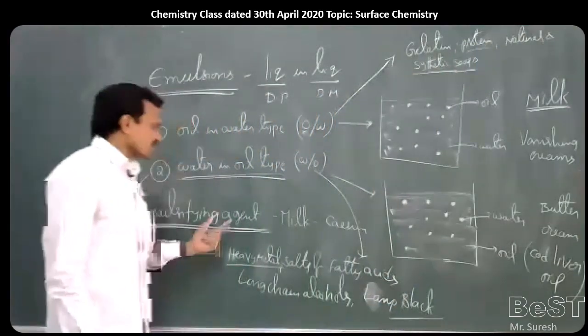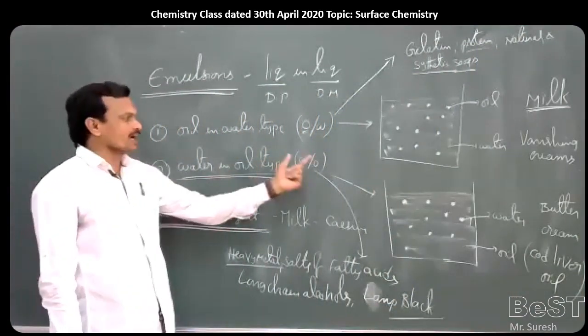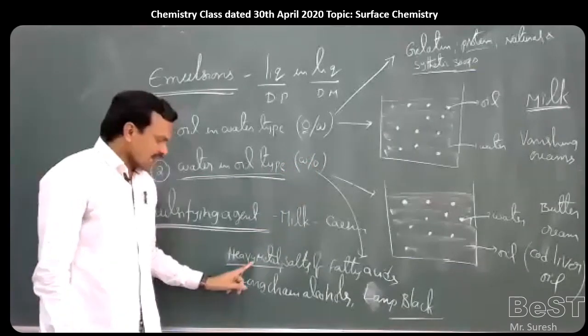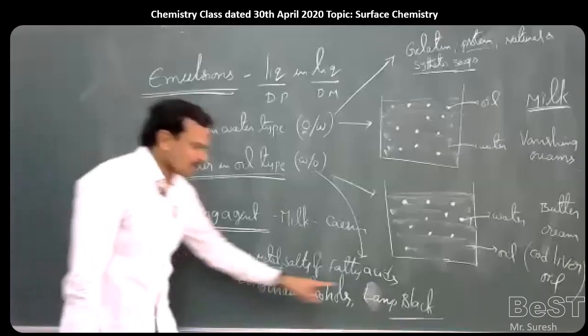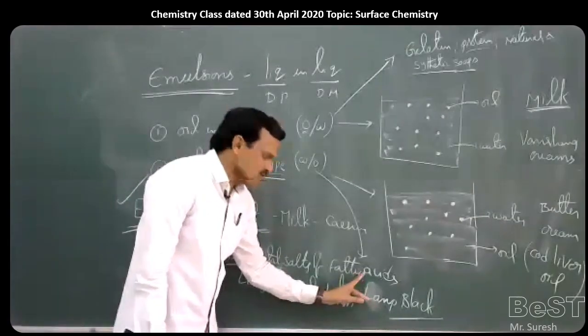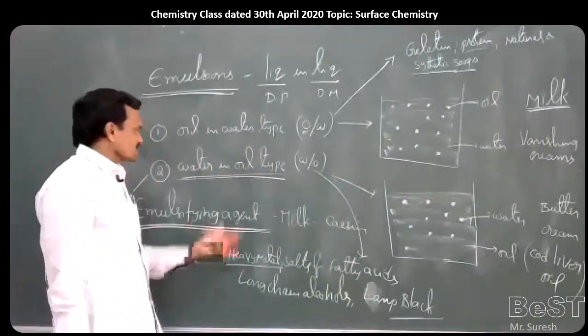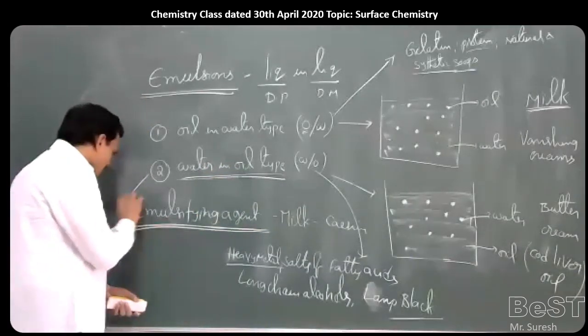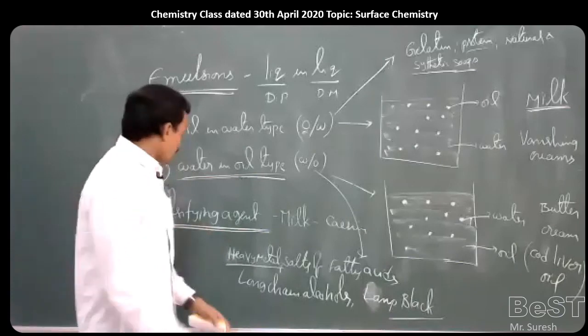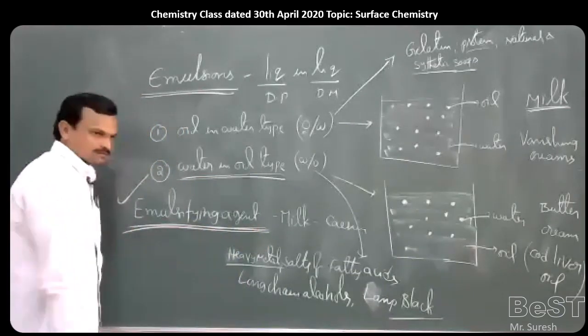Commonly used emulsifying agents for oil in water type emulsion are gelatin, protein, natural and synthetic soaps. And the emulsifying agents used for water in oil type emulsion are heavy metal salts of fatty acid, long chain alcohols, lamp black. Then how can this emulsifying agent keep the emulsion stable? What is the role of this emulsifying agent?